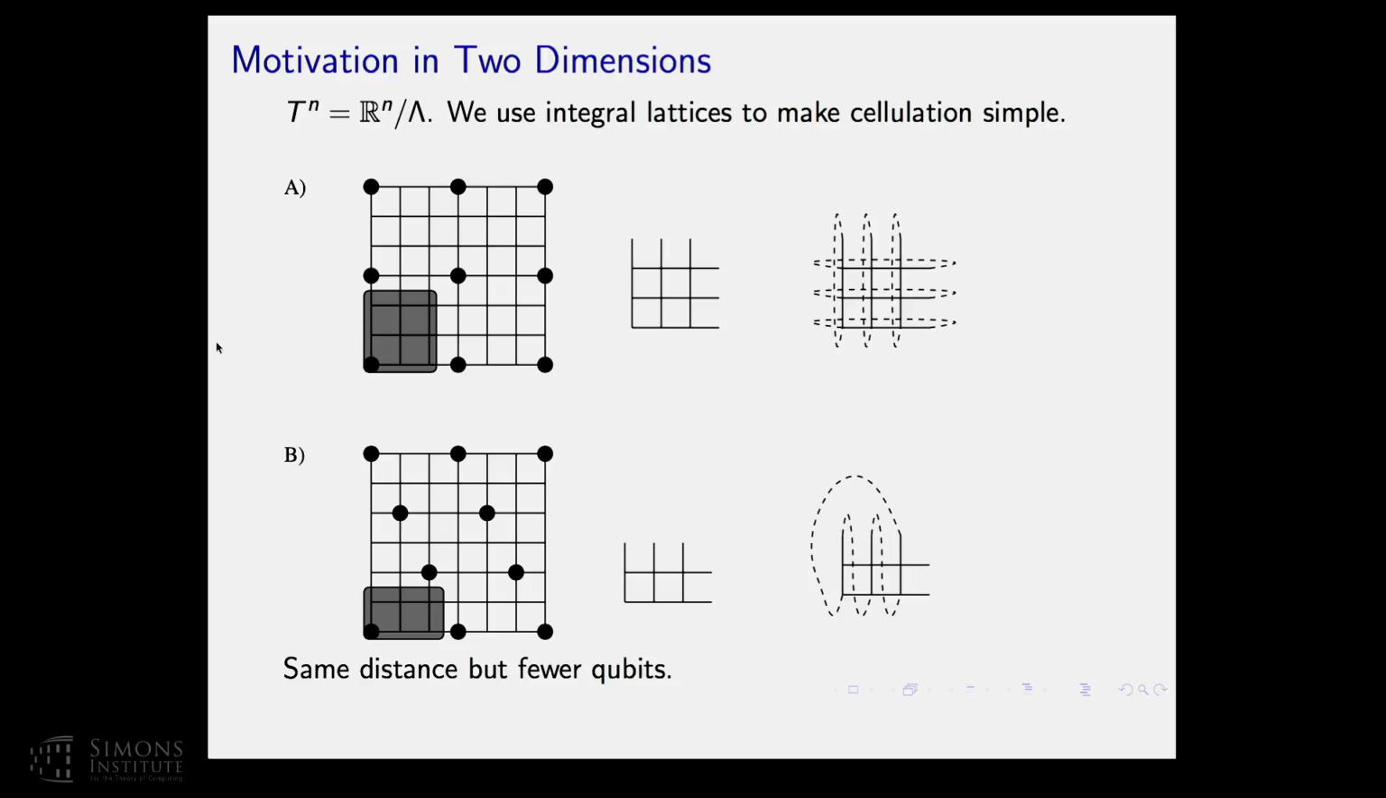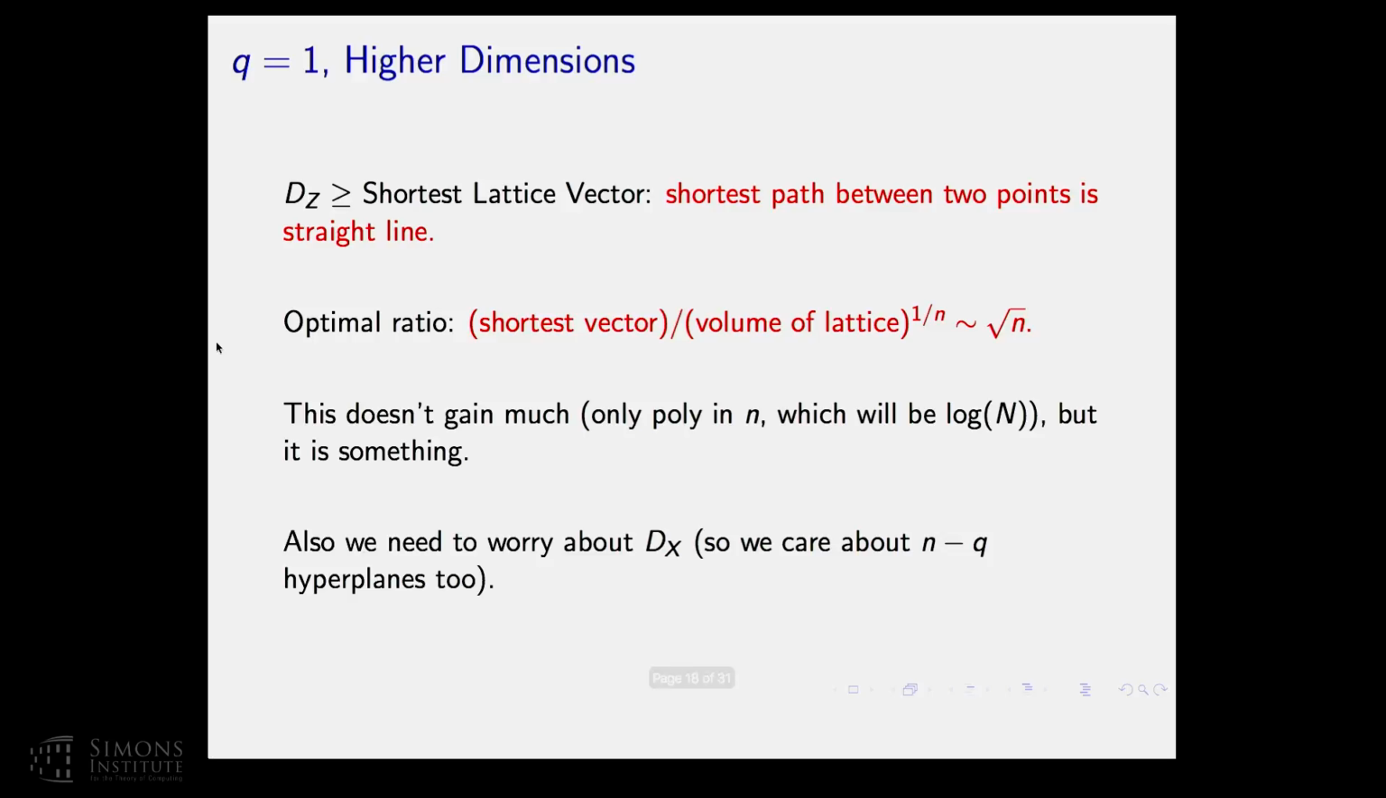So you can change the lattice, and you can gain a tiny bit in 2 dimensions, not much, but a tiny bit with a cleverer lattice. As you go to higher dimensions, you can gain a little more if we stick at q equals 1. The reason is that there's high dimensional lattices where the shortest lattice vector compared to the n-th root of the volume of the lattice goes up by the square root of the dimension. So you can gain a little more by choosing some lattices. This isn't much because the dimension is only going to be log of n, so that's really very little gain.